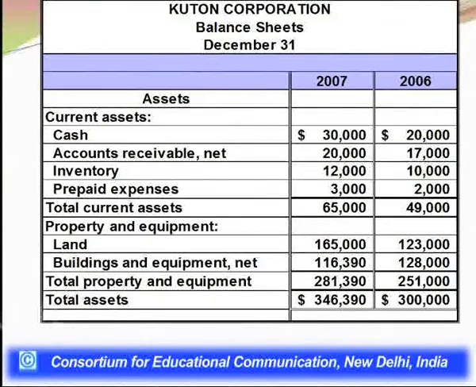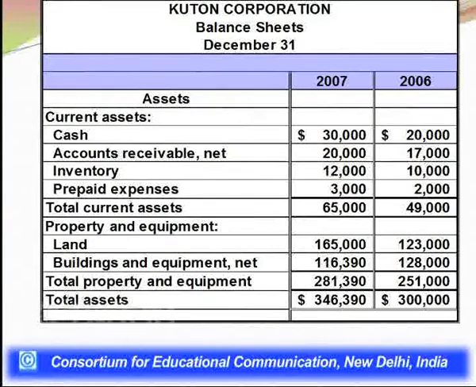The next item is your inventory. Inventory was 10,000, the third row from the right I am referring to, and now it is 12,000. Prepaid expenses is the 4th current asset given, and the amount was 2,000 in 2006 and 3,000 in 2007. If you sum them up together, the total current assets for 2007 come out to be 65,000, and for 2006 it was 49,000. So this is the total of current assets.